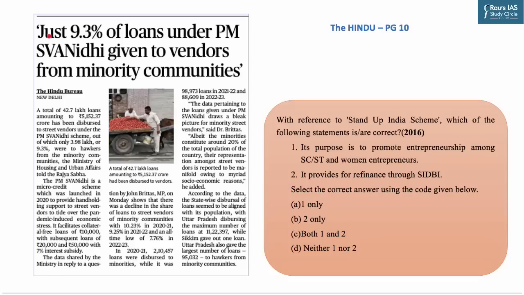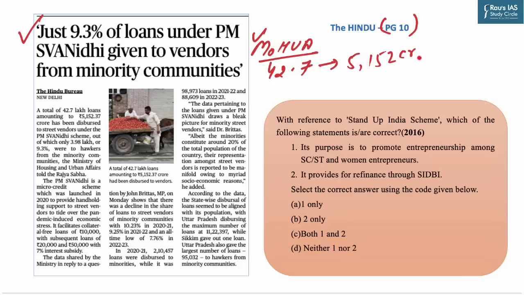Now, our next discussion is primarily focused towards preliminary examination. The inspiration for this discussion comes from this news which featured on page number 10 of The Hindu newspaper. According to the Ministry of Housing and Urban Affairs, a total of 42.7 lakh loans amounting to around 5,152 crore has been disbursed to street vendors under the PM SVANidhi scheme, out of which only around 9.3% were to the hawkers belonging to minority communities.